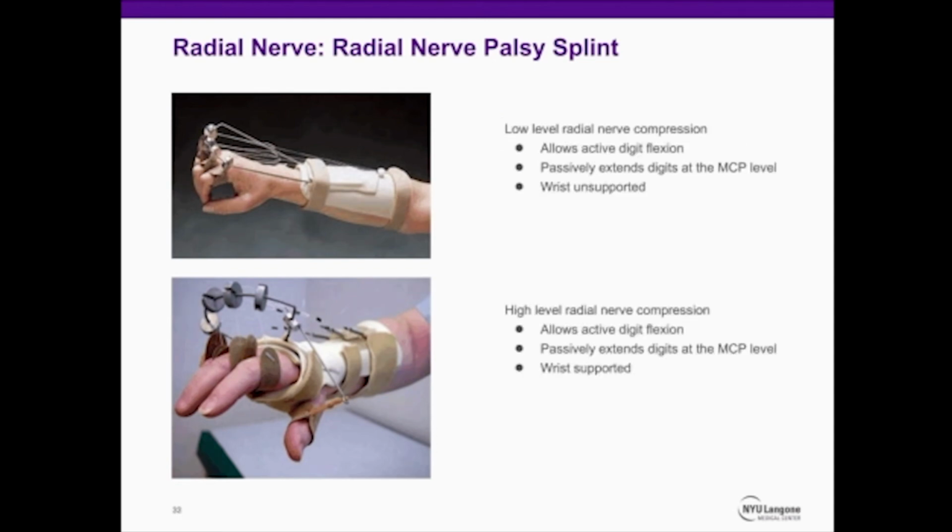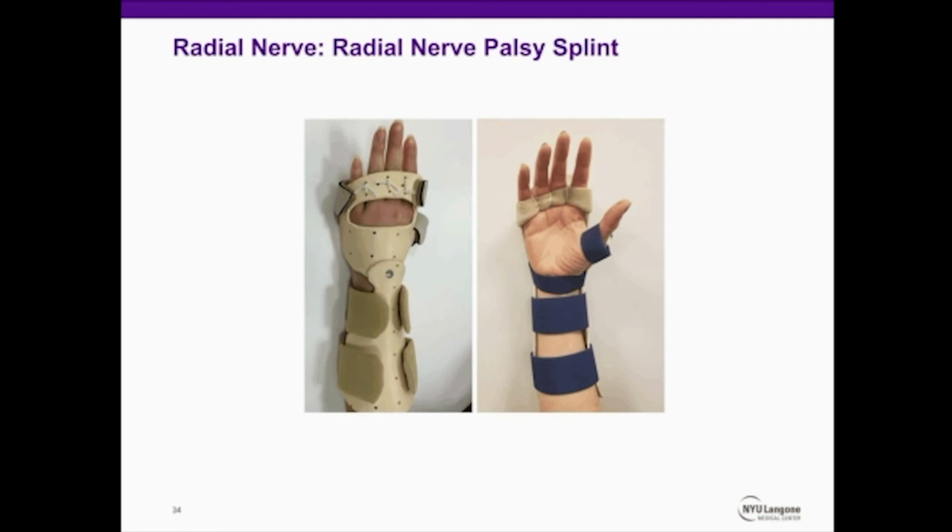You may notice that the two splints are dissimilar in that the top one does not include a wrist component, which is included in the lower splint. That is because the lower splint is fabricated for a patient with a higher level nerve compression, where active wrist extension is absent in addition to the absent digit extension. Here you'll see a dorsal and volar view of the low-profile radial nerve palsy splint, which serves as an alternative option for patients who would prefer not to have their splint include an outrigger. And of course, it offers the same purpose as the previously mentioned radial nerve palsy splints.